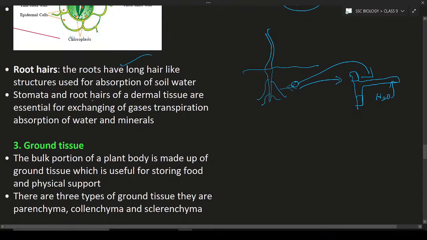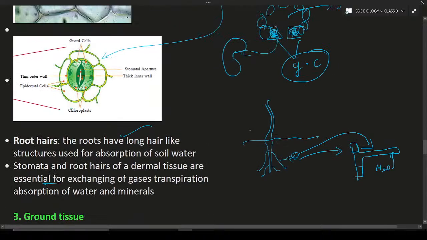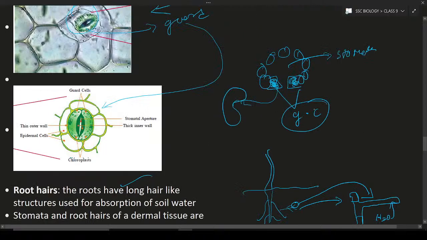Next is stomata. Stomata and root hairs of dermal tissue are essential for the exchanging of gases. So how are they going to exchange? If you see in this diagram, carbon dioxide is taken in through the stomata and goes to the cells. The cells take the carbon dioxide and do photosynthesis, and oxygen is produced. This oxygen comes out through the stomata. Can you see, there is exchanging of the gases.